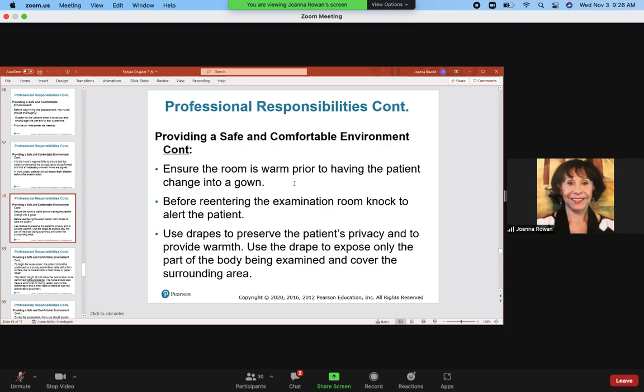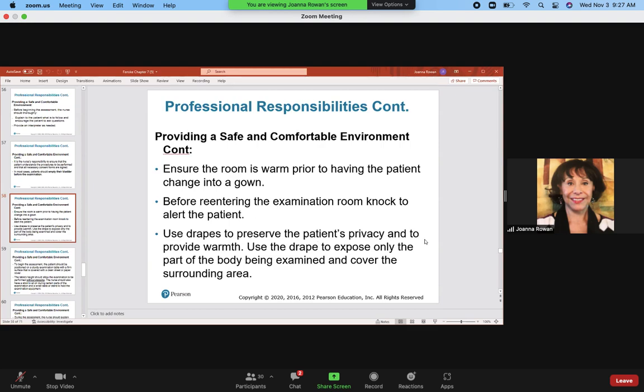You should ensure whenever you are doing a physical exam that the room is warm prior to having the patient change into a gown. So you will ask the patient to put on a gown, but the room should be warm. Before re-entering the examination room, knock to alert the patient. You should always knock, always. Even if the door is open, you just go knock, knock. It is the nurse, whoever it is, the person.